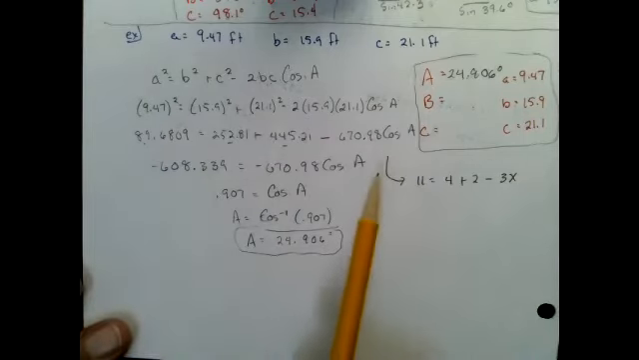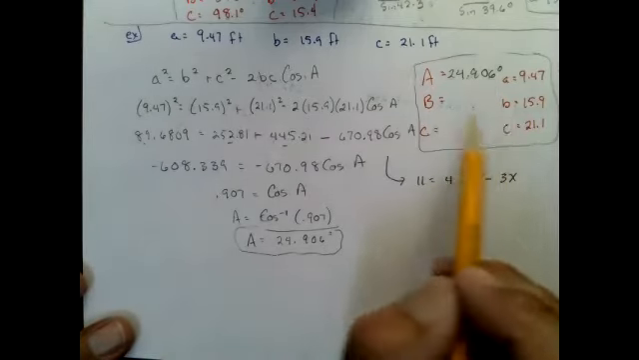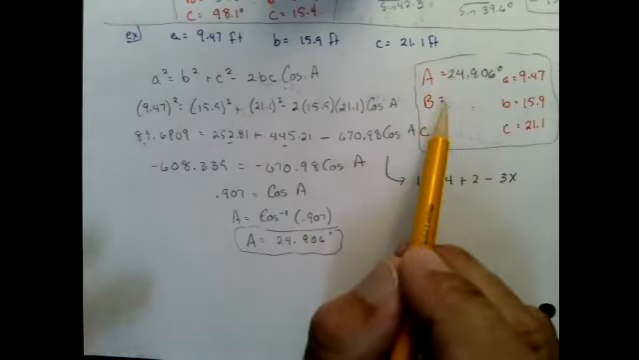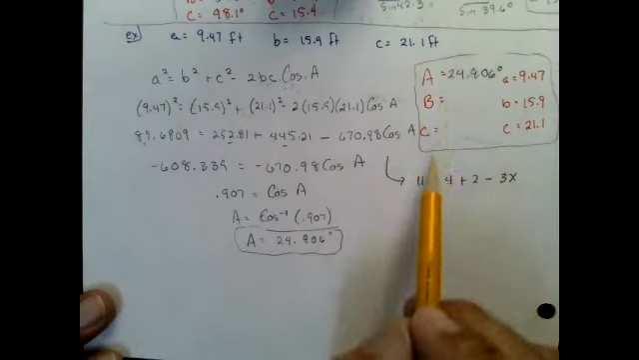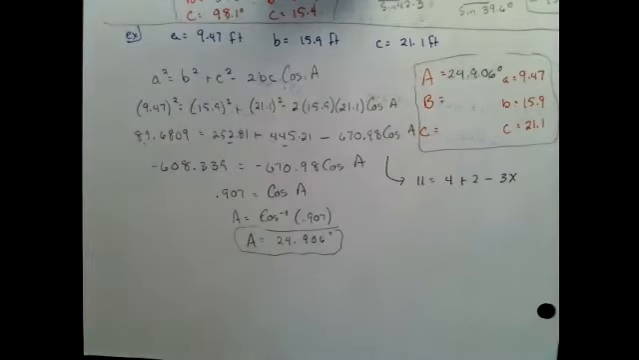Let me help you. And again, I now would do the law of sines to find the measure of angle B. I would take 180 minus A and B to calculate the angle C.